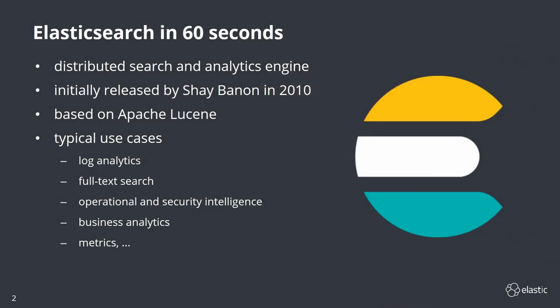So Elasticsearch is a distributed search analytics engine. It was initially released by Shay Banon in 2010 and has quickly gained popularity as a multi-purpose search engine that allows you to search any kind of data. It is based on Apache Lucene, which is an information retrieval library written in Java, created by Doug Cutting 20 years ago and still undergoing active and innovative development today.